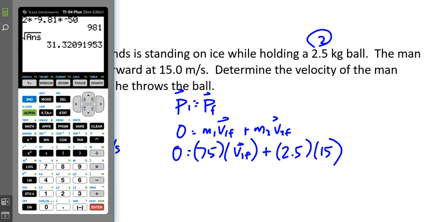Let's say 2.5 times 15 gives me 37.5. Let's take that over to the other side by subtracting. I get negative 37.5 on the left side. And now let's divide that by 75. Gives me a value of negative 0.5.